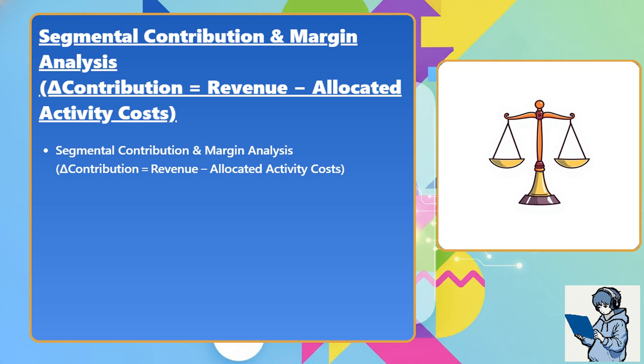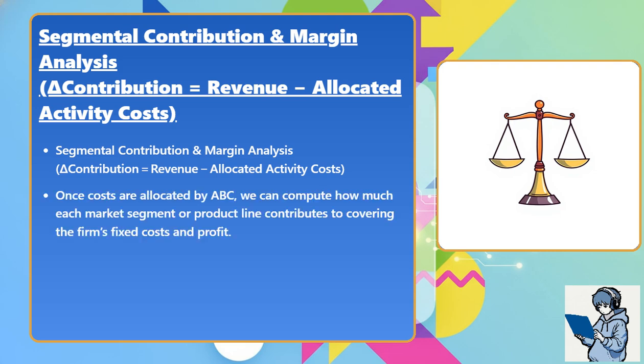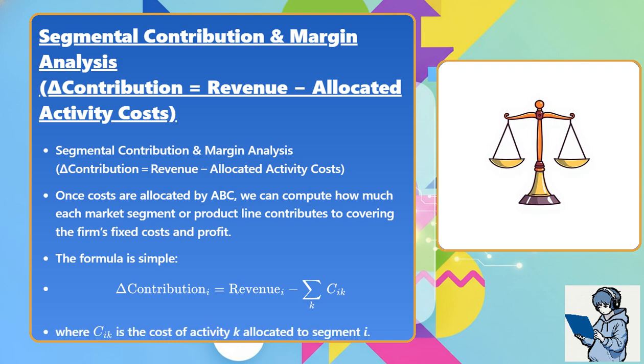Segmental contribution and margin analysis. Delta contribution equals revenue minus allocated activity costs. Once costs are allocated by ABC, we can compute how much each market segment or product line contributes to covering the firm's fixed costs and profit. The formula is simple. Delta contribution sub i equals revenue sub i minus the sum over k of C sub ik, where C_ik is the cost of activity k allocated to segment i.